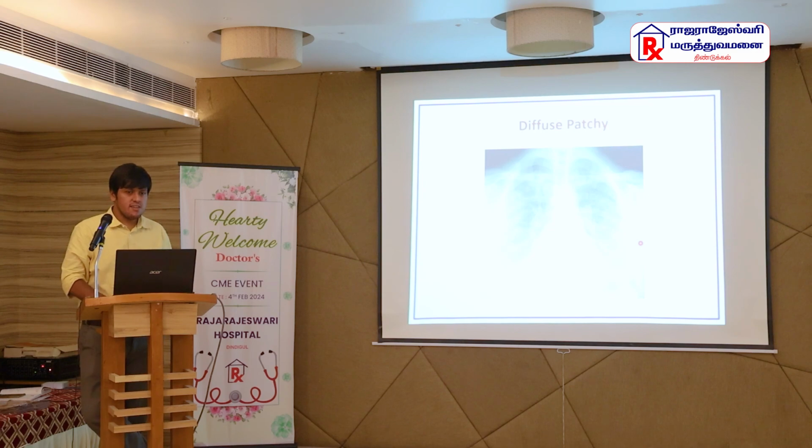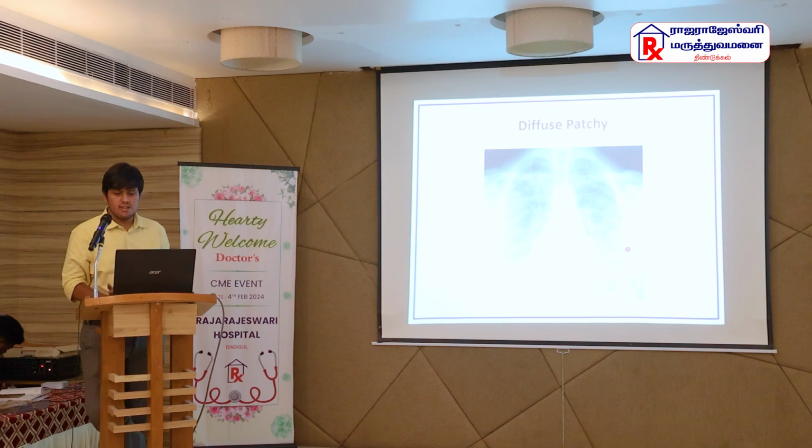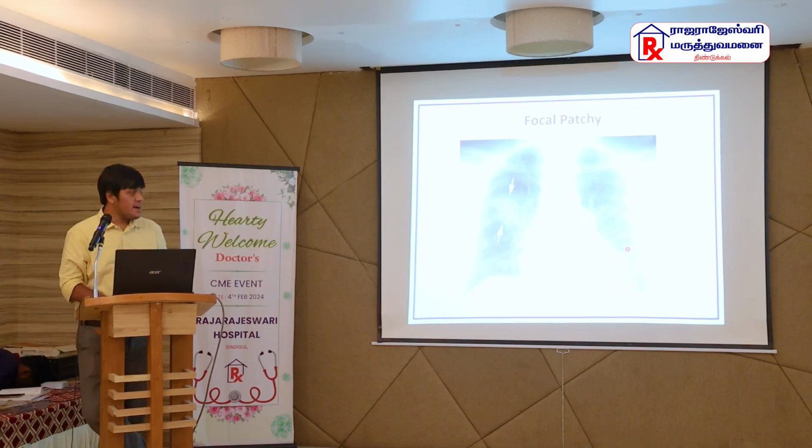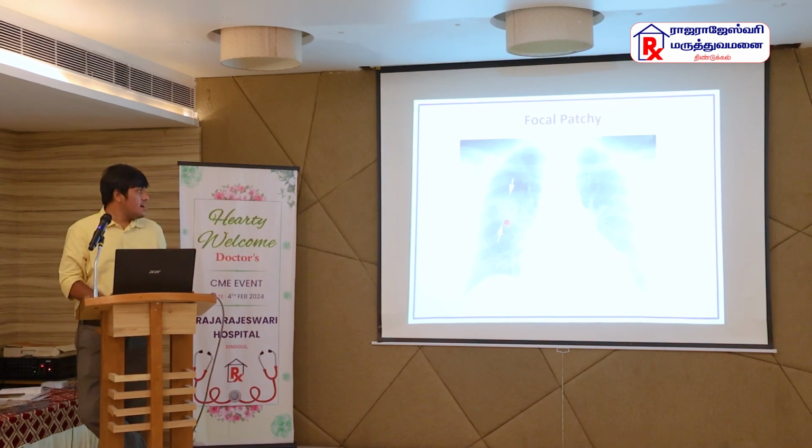According to the distribution, we usually divide the opacities into focal or diffuse. In diffuse, it could be diffuse patchy, that is opacities which are not congruent with each other. It could be scattered, which is seen in pulmonary edema, ARDS, tuberculosis, and disseminated infections and all. It could be a focal patch: focal infections, lung masses, tuberculosis. Even pleural effusions can appear like this.